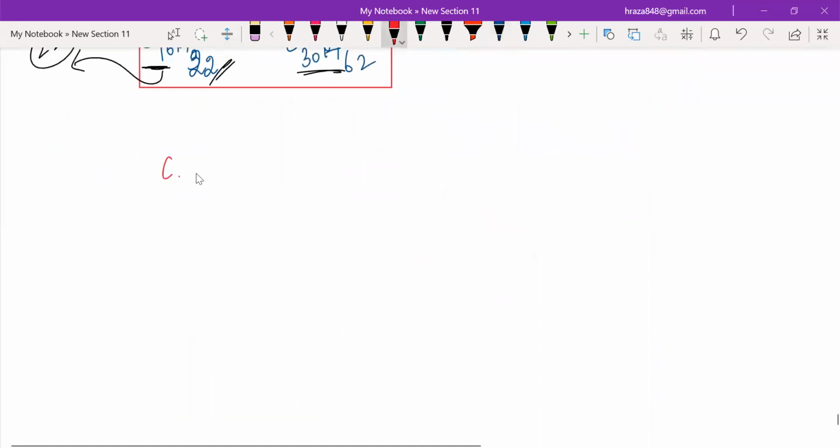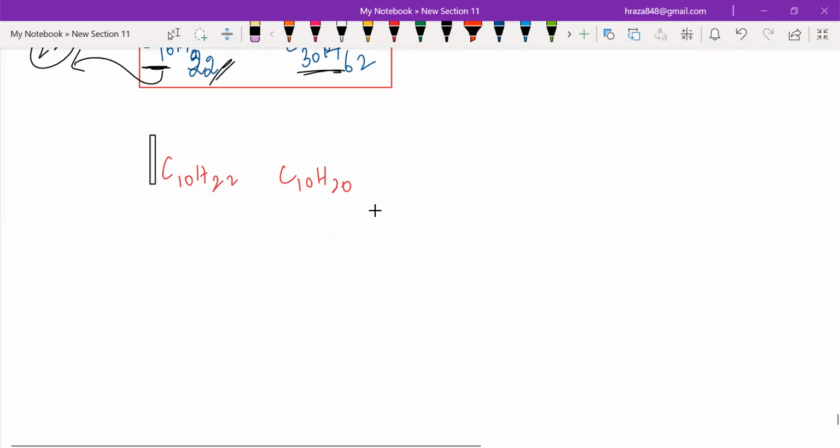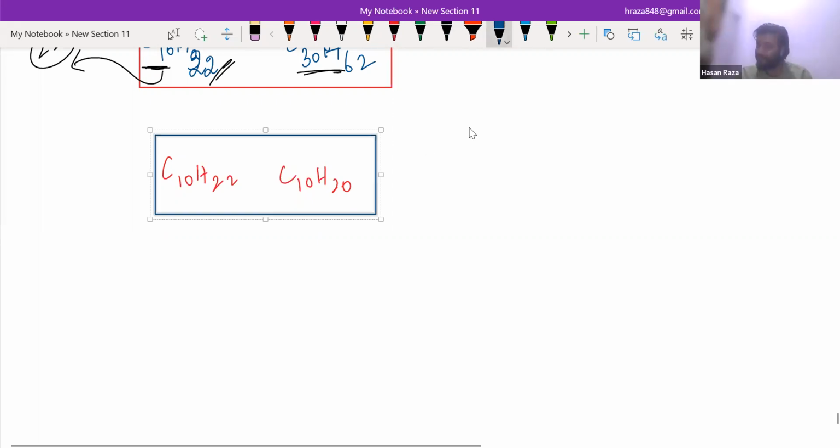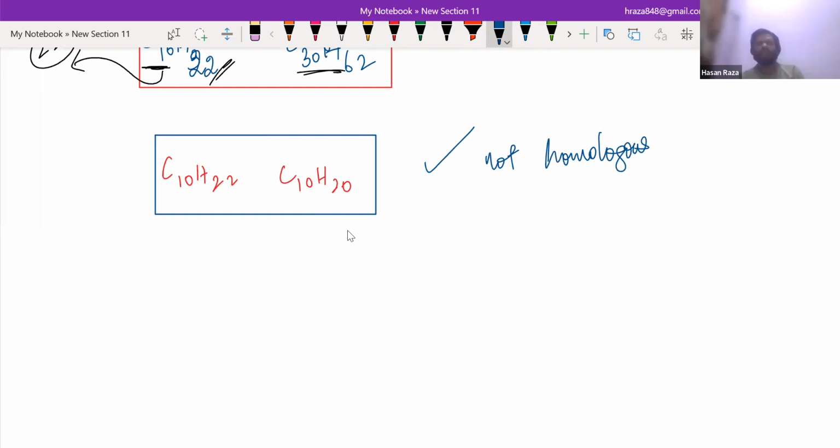Okay, let's say this is your C10H22 and this is your C10H20. One's alkane, one's alkene. So do they belong to the same family group? No, sir. Very good. So they are not a homologous series. If they do not belong to the same family group, they are not homologous. Are you getting my point? Yes, sir. So this is it for what we call homologous series.